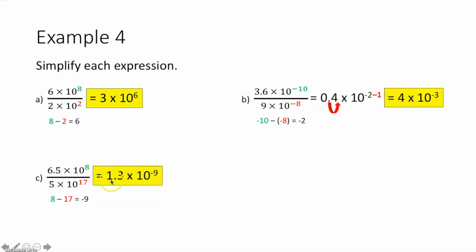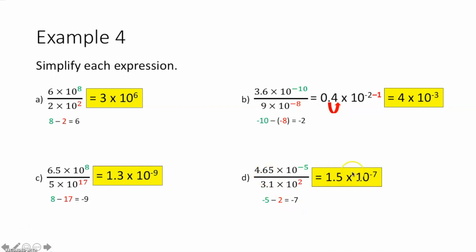Because this number in front is between 1 and 10, we're done. We're good. Part D, divide these two numbers in front, subtract these two exponents. So what's -5 minus 2? That's -7. And when you divide these two numbers in front, what do you get? 1.5. Well, because this number is between 1 and 10, you don't have to simplify any further.